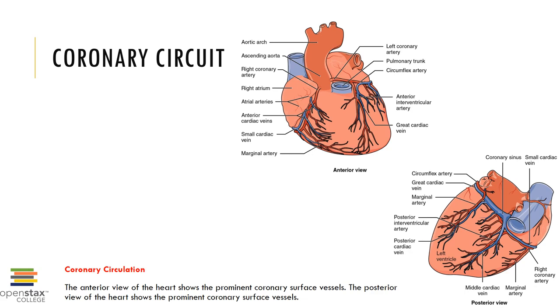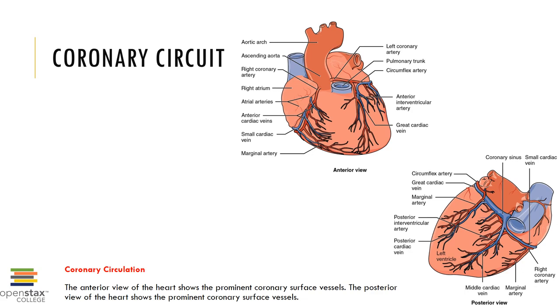In the coronary circuit, while most of the oxygenated blood ejected into the aorta flows out to the body, some of it is transported to the walls of the heart. At the base of the aorta are two branches. The right coronary artery sits in the coronary sulcus around the heart and supplies blood to the right atrium, portions of both ventricles, and portions of the conducting system of the heart.